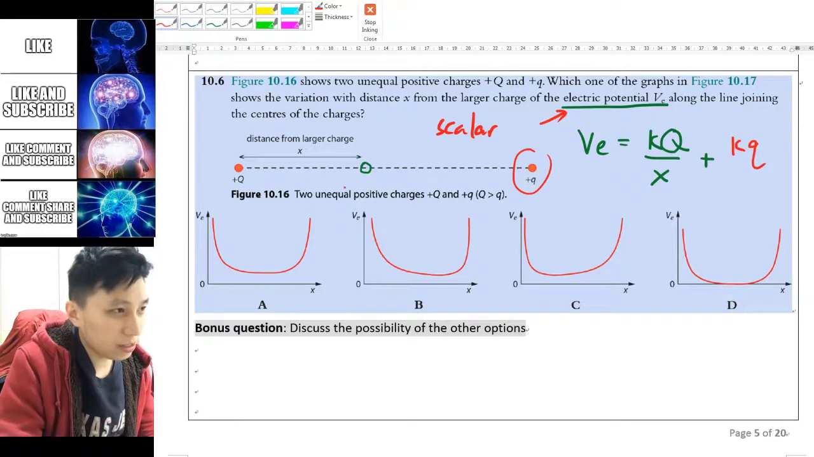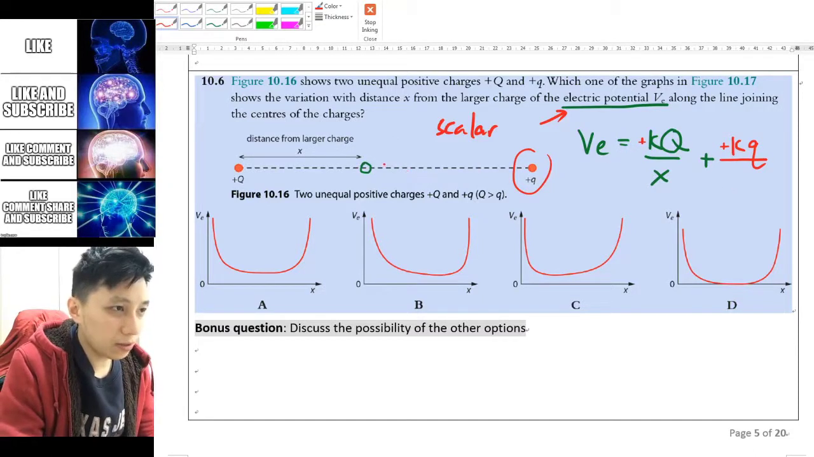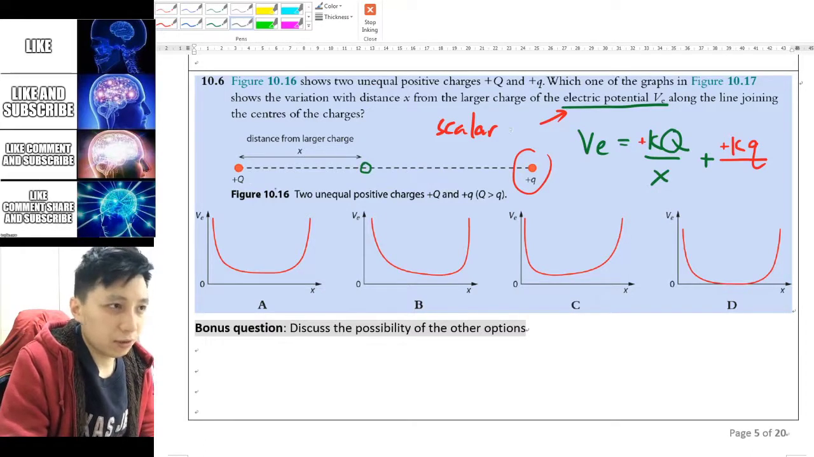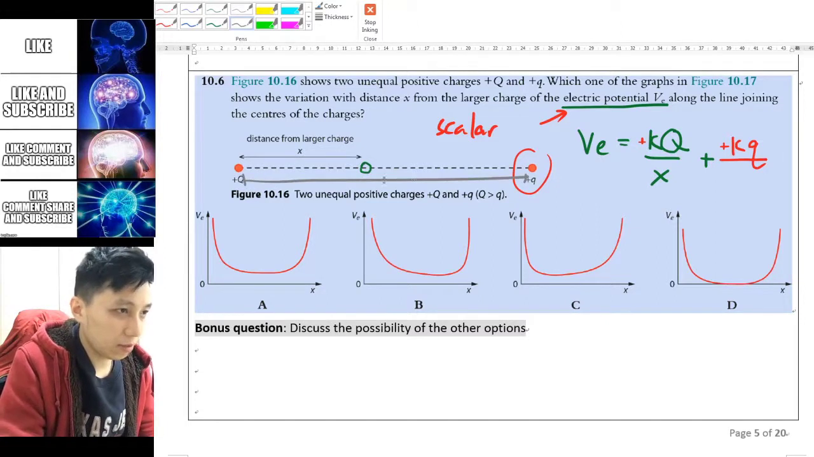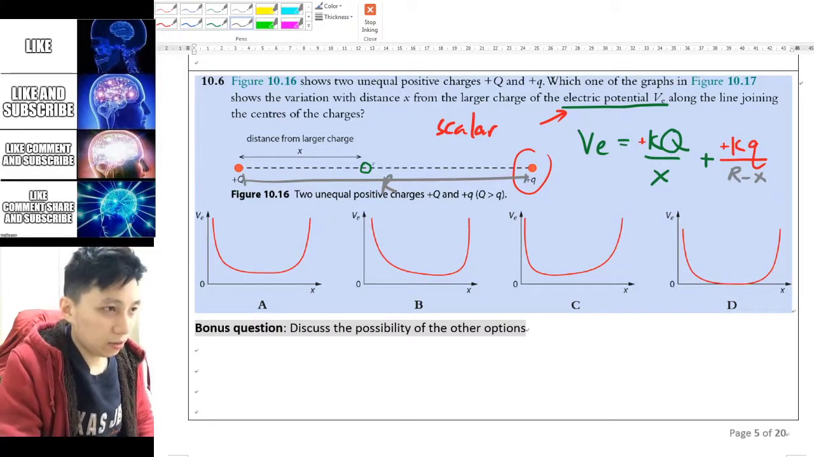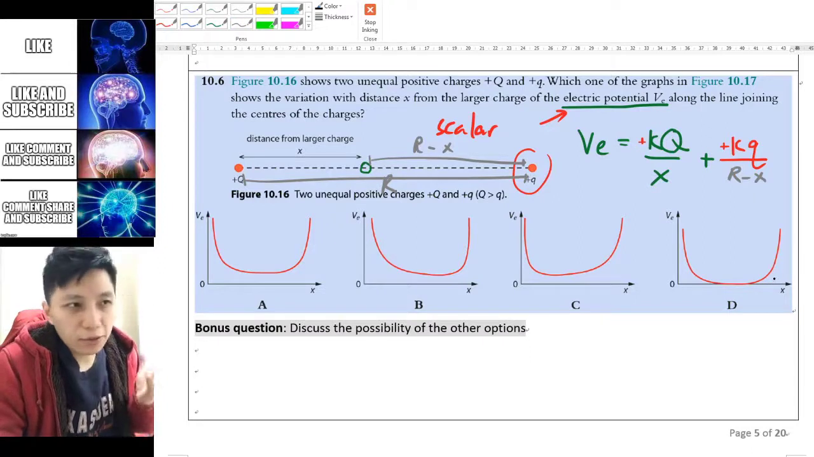And in fact, these both are positive. So that's why there's no negative here, because the plus is already hidden. Over this distance, it's a bit tricky because they didn't give you a notation. So let us just name one. Let's just call it R. Then that will become R minus X in this case, for the distance from the test charge to the right hand side, that one. Okay, so this is the mathematical expression.